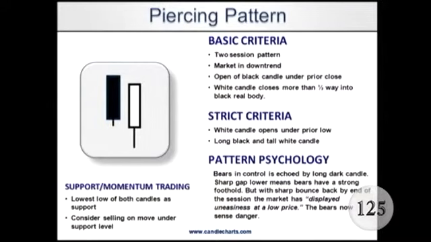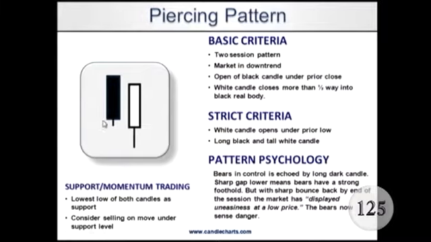So the basic criteria, and I'll go through this real quick because most of you should be familiar with the piercing pattern: two sessions, and the market has to be in a downtrend. The market opens under the prior close at a minimum. Now, how do we know it's a white candle? What do we have to wait for? The close, right. So the market gaps down on the opening. It has to, at a minimum, be under the prior close, and then the candle has to be pushed more than halfway into the black real body.